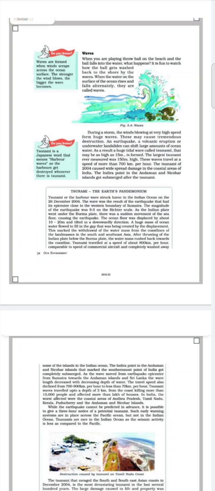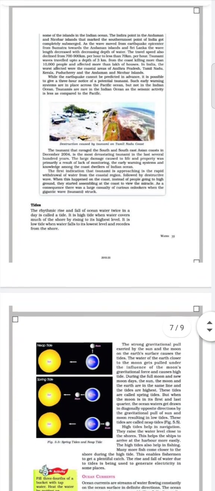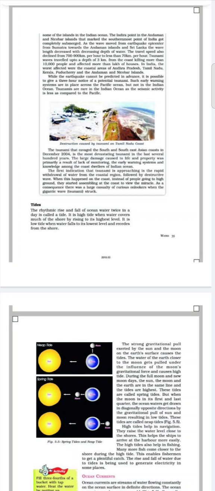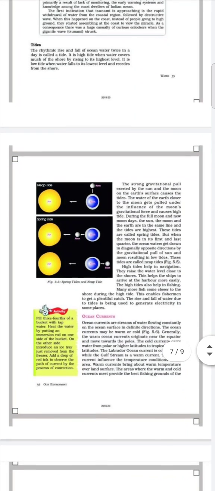Then tsunami. It is also a series of waves that can be more than 100 feet high. Then tides. Tides are formed by the rising and falling of the sea due to the attraction of the moon and sun. When water covers much of the shore, it is known as high tide, and when water falls to its lowest level and recedes from the shore, it is known as low tide.